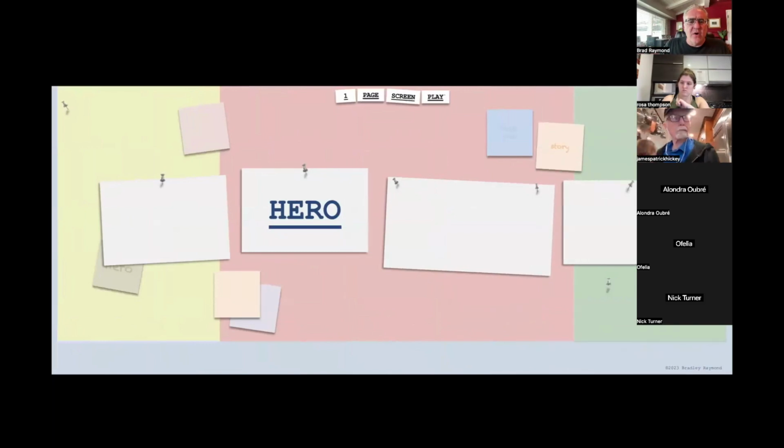So the hero always has a want. The want is a physical goal. And the want is usually a very global, kind of not a hugely interesting thing.